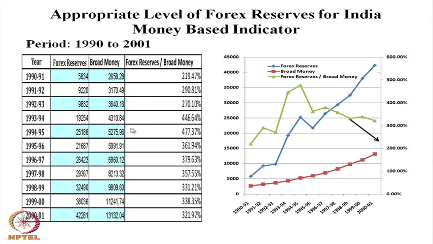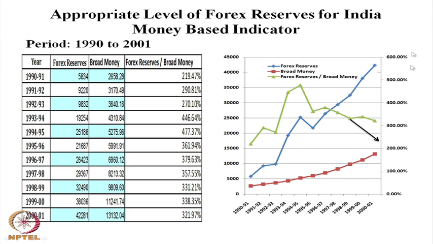If you see the money based indicator here, 1991 to 2001, the Forex reserve is growing. At the same time, the broad money supply, the red color, is also growing, but if you see the green color line, the green line indicates the Forex reserve to broad money supply. This has been fluctuating over the years and it was quite high in 95-96, which has reduced significantly after 2000, and it continued to decline.